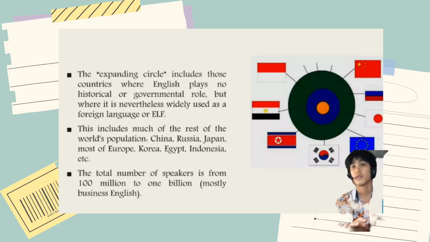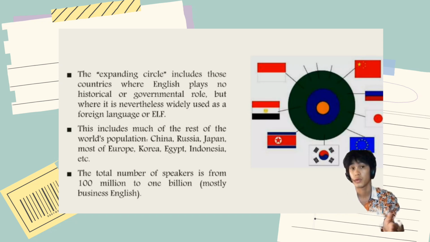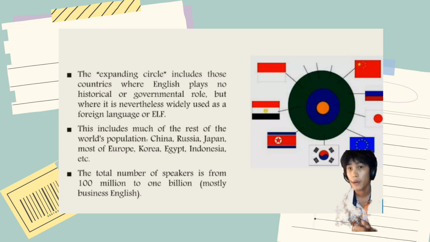And now for the last circle, which is the expanding circle. It includes those countries where English plays no historical or governmental role, or let's say they don't usually use English in this particular area, but where it is nevertheless widely used as a foreign language, or ELF, English as a lingua franca. This includes much of the rest of the world's population, namely China, Russia, Japan, most of Europe, Korea, Egypt, Indonesia, etc. The total number of speakers is from 100 million to 1 billion, mostly business English.